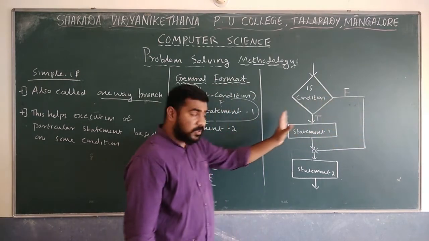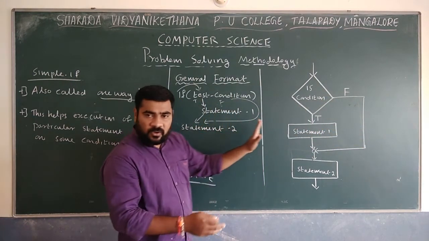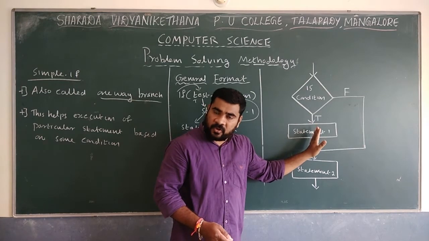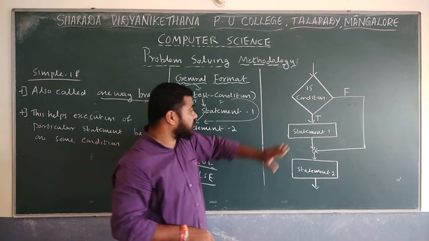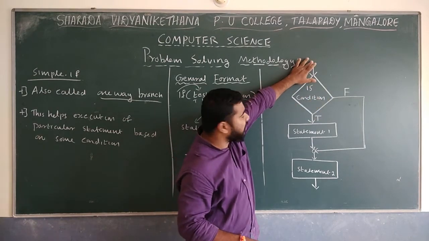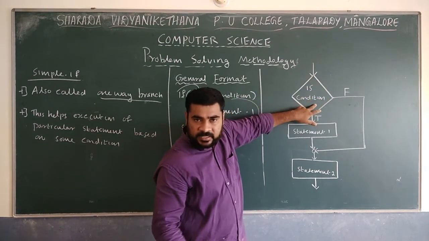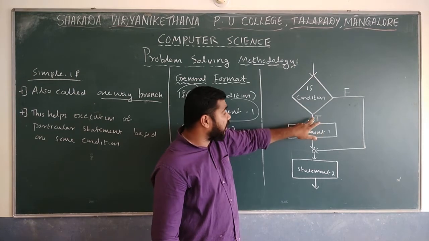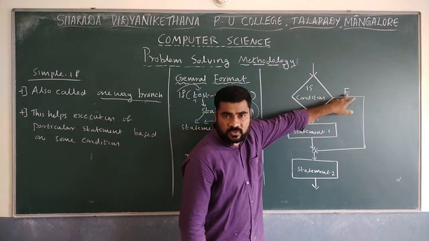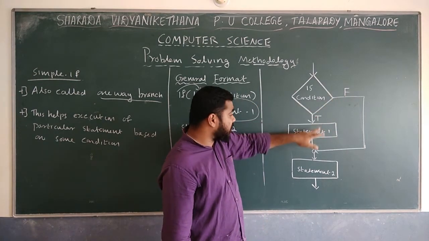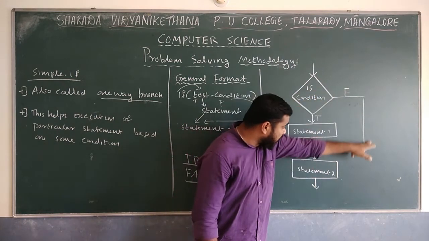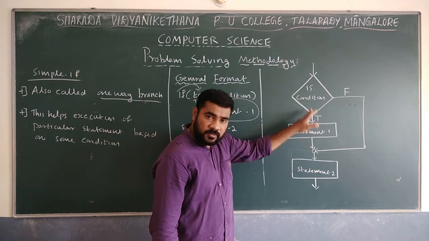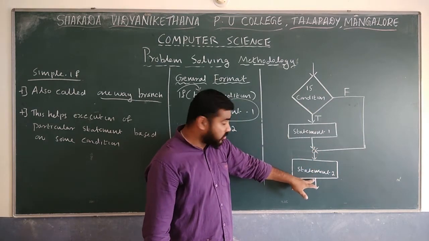Which is easier to understand, the general format or the flowchart? Normally the flowchart is easier to understand. The arrow marks are given like this. The first test condition is checked, so from here you can start. You will get either true or false, two outputs. Whenever true, statement 1, then statement 2. Whenever false, the arrow goes down directly to statement 2.